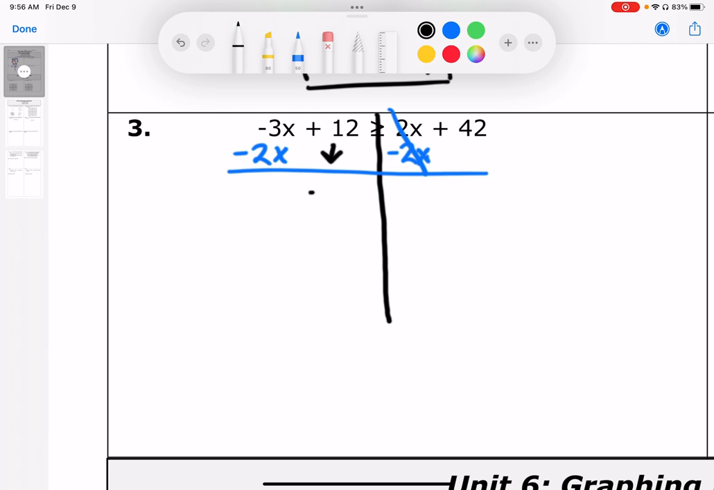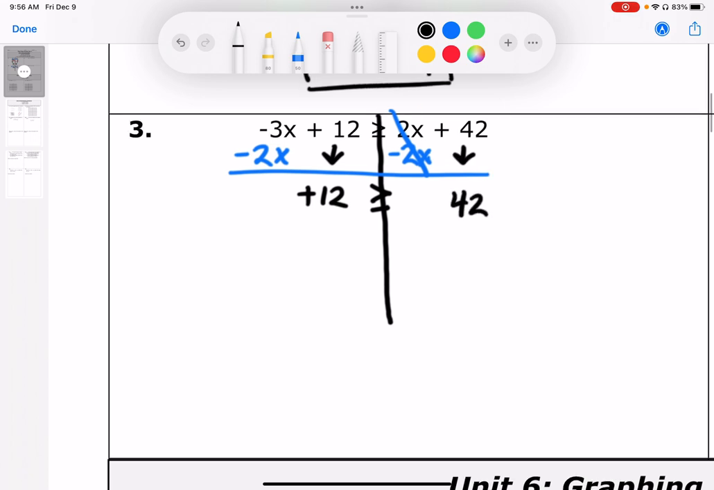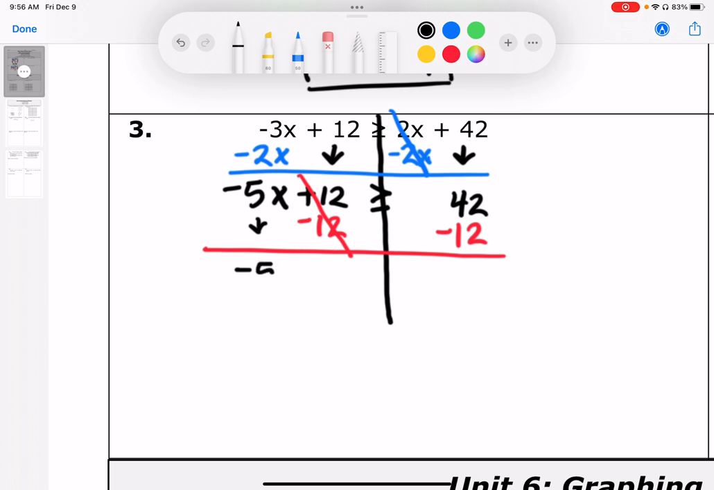My positive 12 I can bring down, my inequality sign I can bring down, and my positive 42 can be brought down. Negative 3x minus 2x is just negative 5x. Now that we have all of our letters on the left, we've got to move our numbers to the right. So the opposite of positive 12 is going to be negative 12 on both sides. These 12s are going to cancel on this side, and we can pull down my negative 5x, my inequality sign, and 42 minus 12 is just a 30.